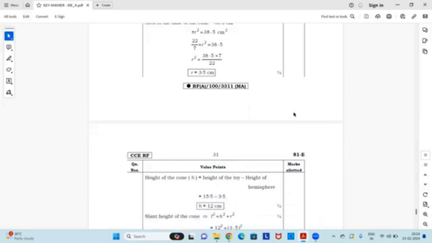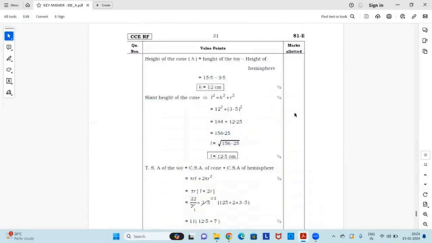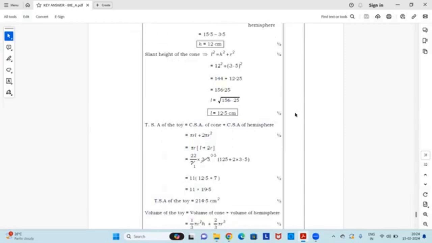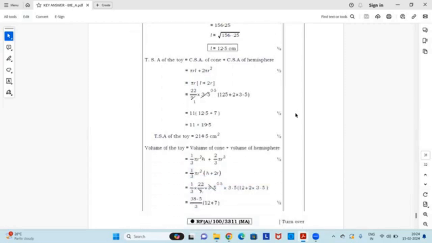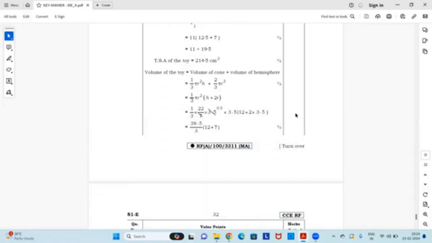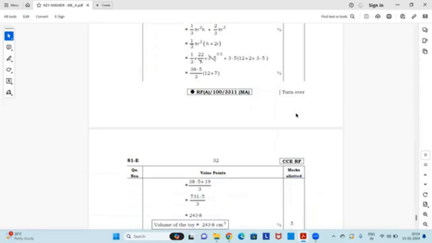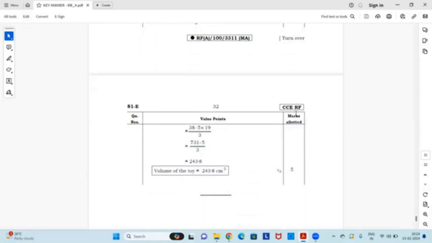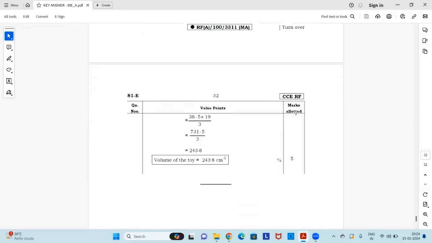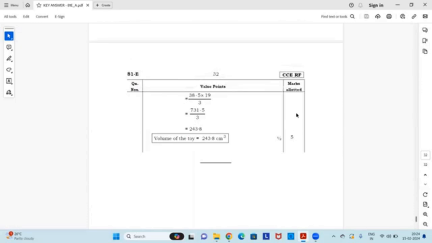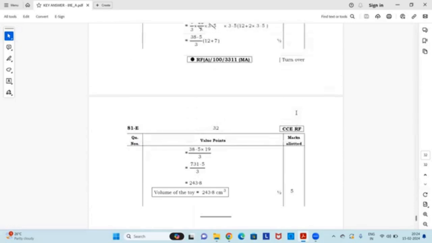So the answer is given here. Look at each step very carefully. Pause the video and look. You can rewind it, go back again and look at the answer. Okay, so with this, we come to an end. This was the last question of this paper, question 38.